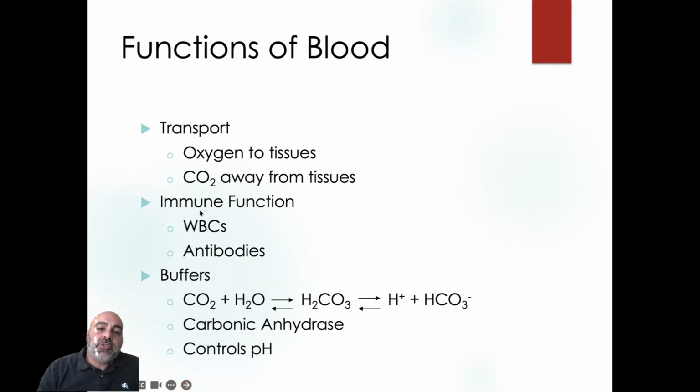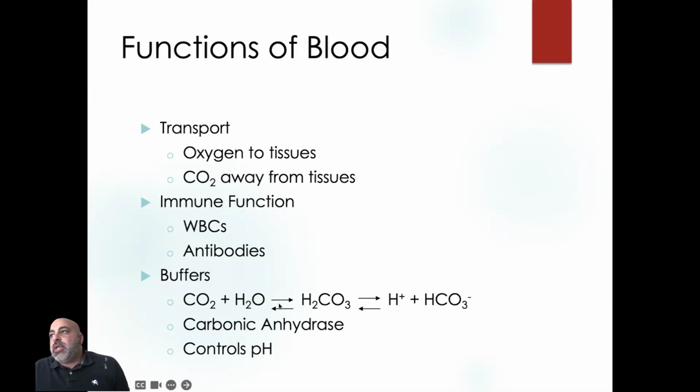Okay. So the primary function of blood is transportation, really, taking oxygen to our different tissues that need it for cellular respiration, and then taking the waste product CO2 towards the lungs so that we can exchange it out of our bodies. Okay. Immune, you guys went through, and then buffering.